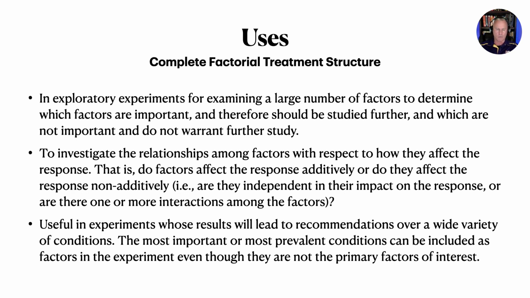The conditions that different farmers work in are going to vary from one farm to another. And even though those kinds of conditions may not be the primary factors of interest to a researcher, the researcher can incorporate these kinds of factors in their experiment so that when farmers, for example, go to apply these results, they can apply them to conditions that more closely match their own environment. So those are some of the uses of the complete factorial treatment structure.